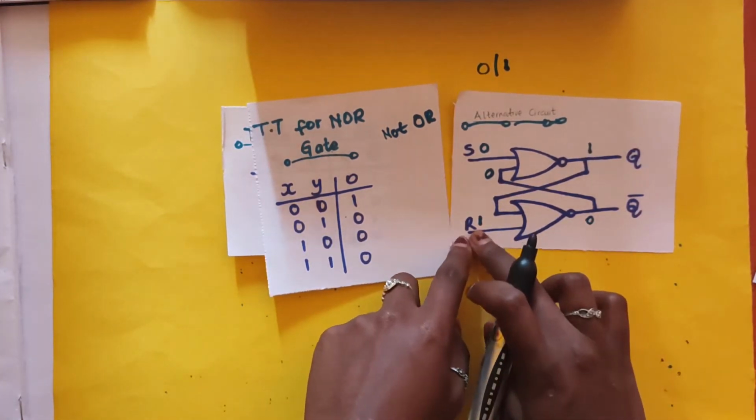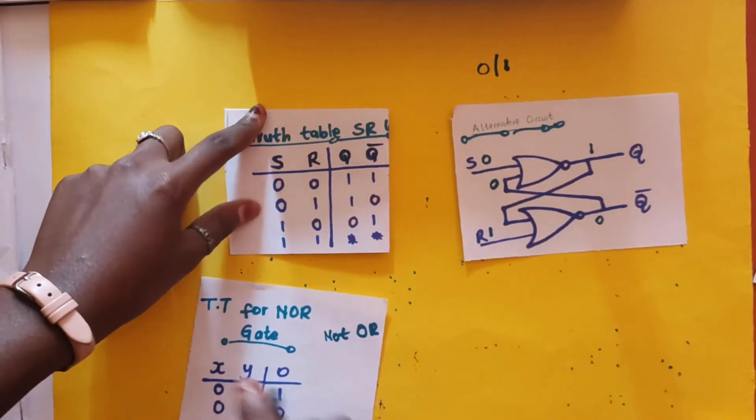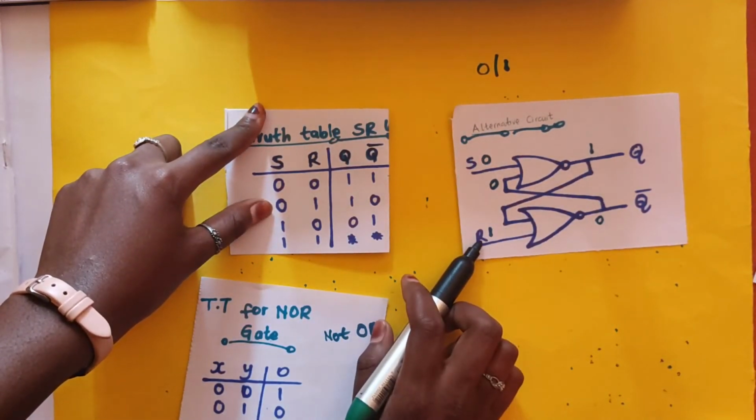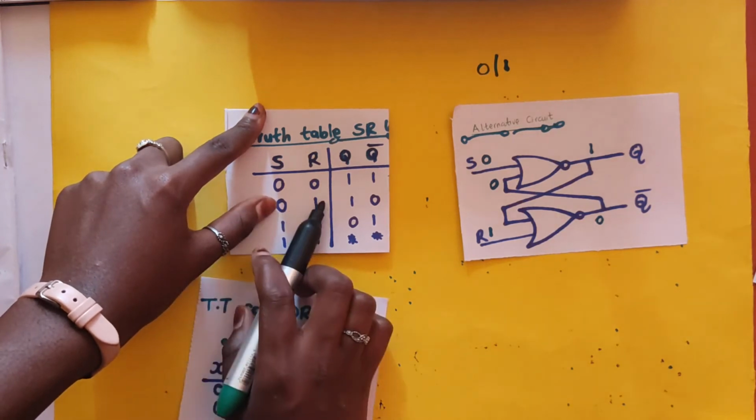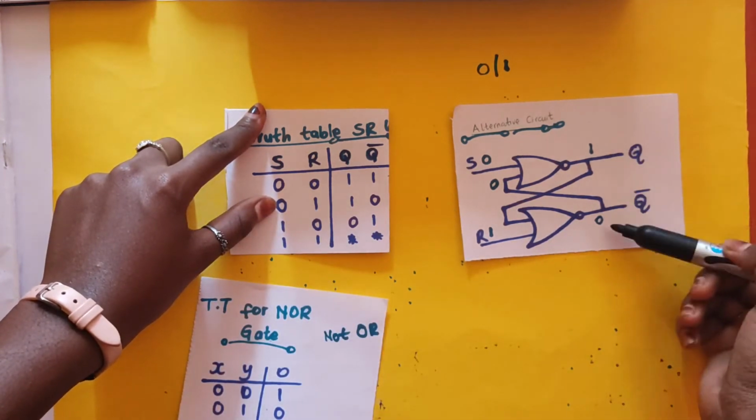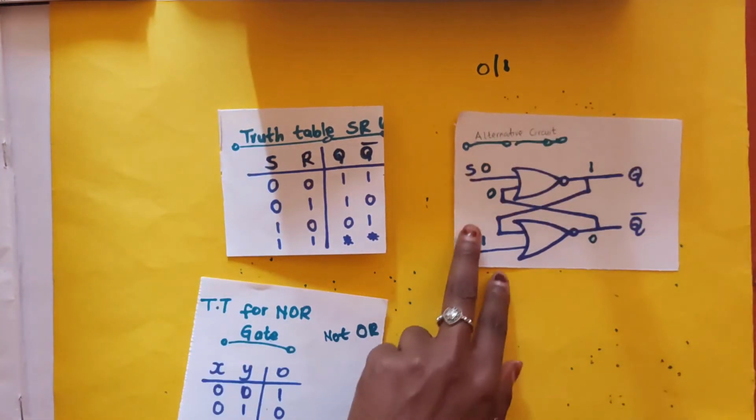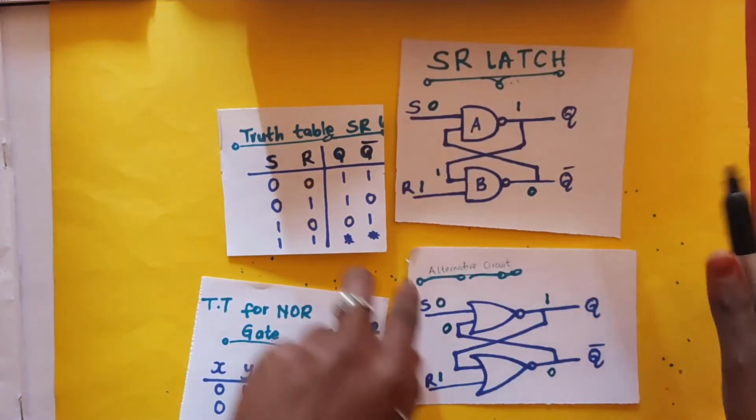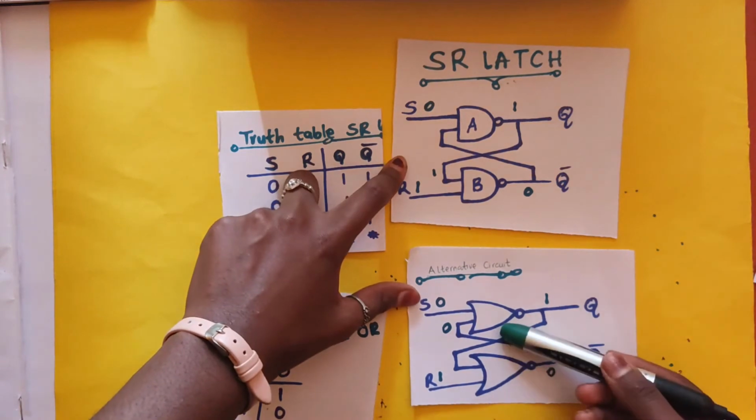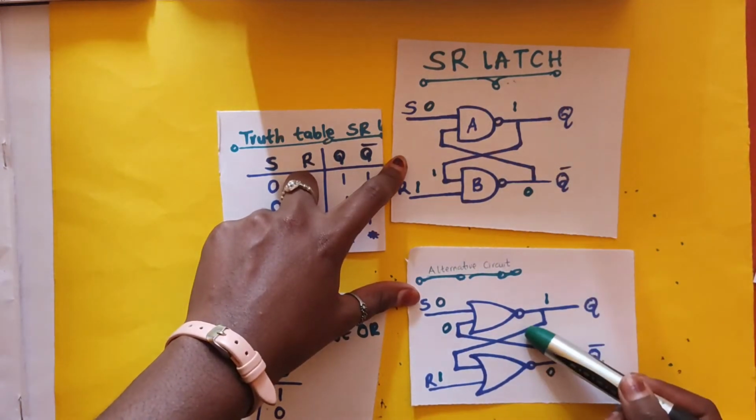And this is the reset. This is the set. When we look at this, 0, 1. Okay, those were our inputs: 0, 1. And our outputs are 1, 0. So whichever you choose, whether it's the NAND or the NOR, they will do the same exact thing.